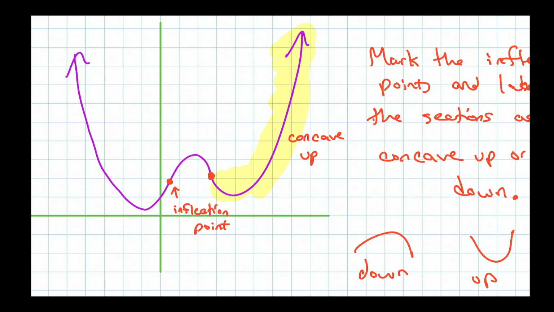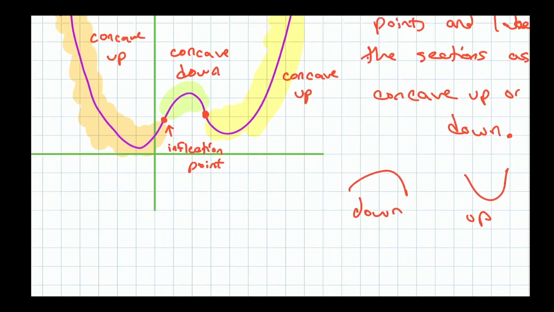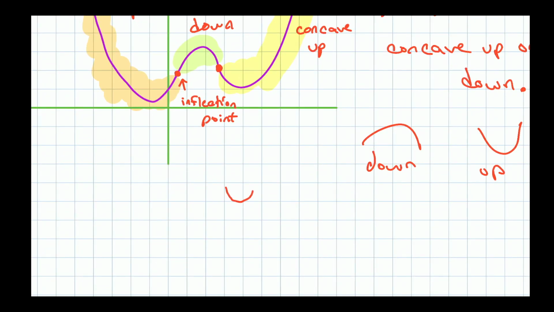The next section, that's concave down. Third section, wrong color. That's going to be concave up again. All right, so again, you're looking at the transition. So this kind of shape is up, this kind of shape is down. And so right in the middle, that's where an inflection point is, where it switches.